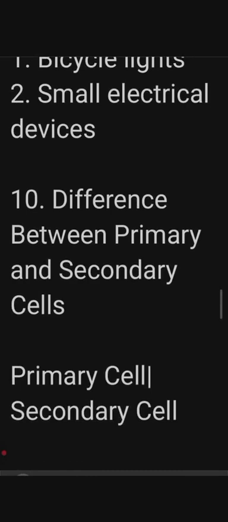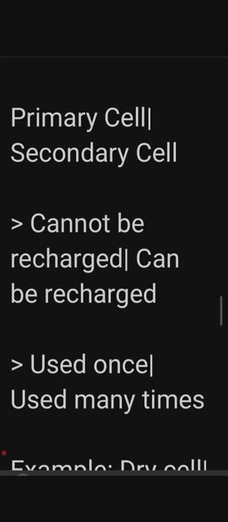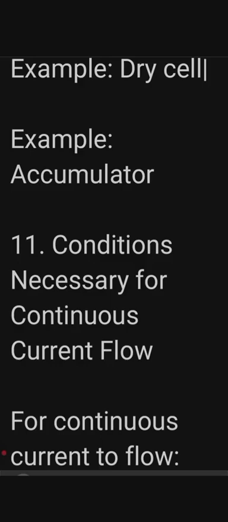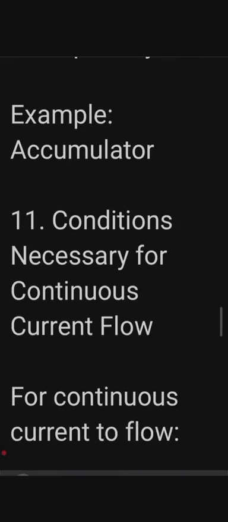The difference between a primary and a secondary cell: a primary cell cannot be recharged, but a secondary cell can be recharged. An example of a primary cell is a simple cell, while a secondary cell is an accumulator. So a primary cell cannot be recharged, but a secondary cell can be recharged. So an example of a primary cell is a dry cell. An example of a secondary cell is an accumulator.